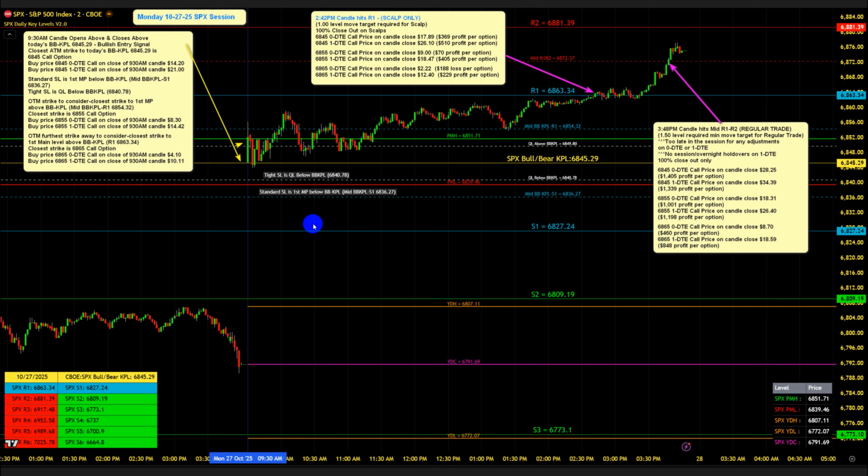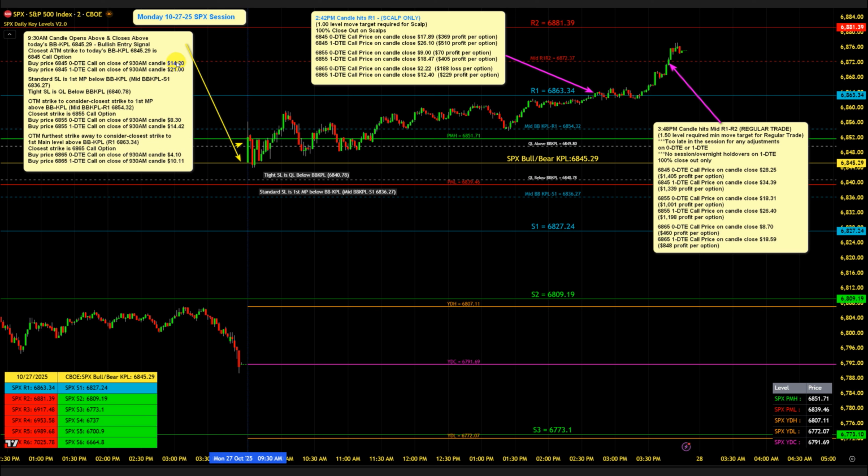So basically you have three option strikes here that you can consider for this particular bullish play off of this level. You have the at the money strike, the 68.45 call option. You have the out of the money strike, the 68.55 call option, or you have the furthest out of the money that you could consider, the 68.65 call option. The buy price on the 68.45 0 DTE call option on the close of this candle was $14.20. The same strike on a 1 DTE, expiring the next day, on the close of this candle was $21.